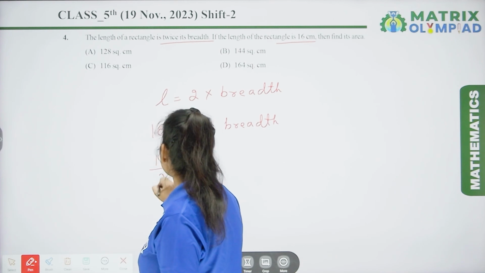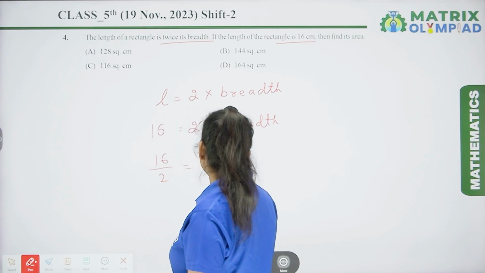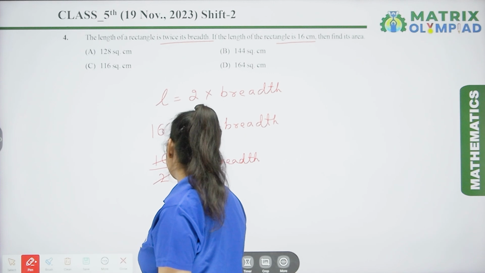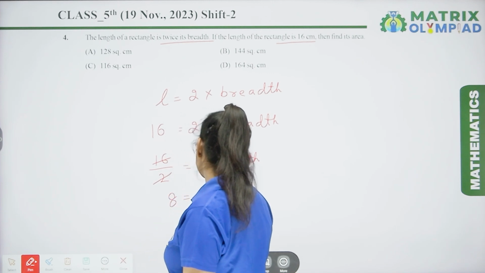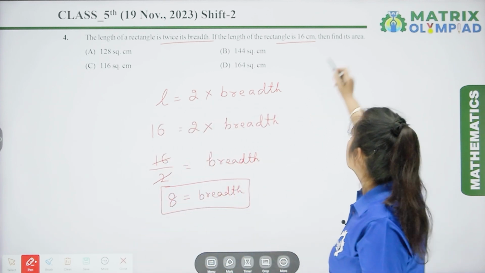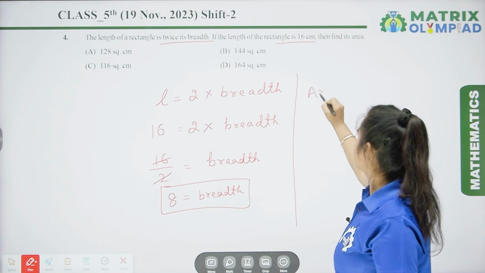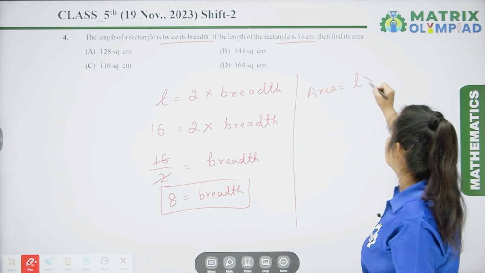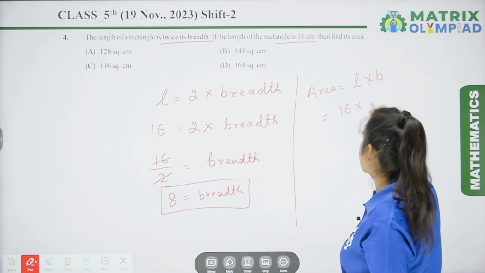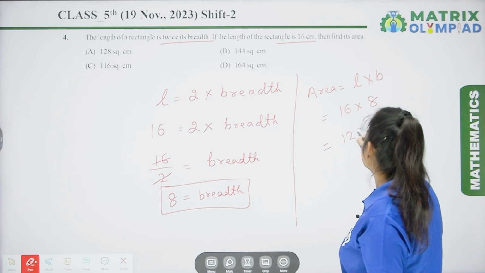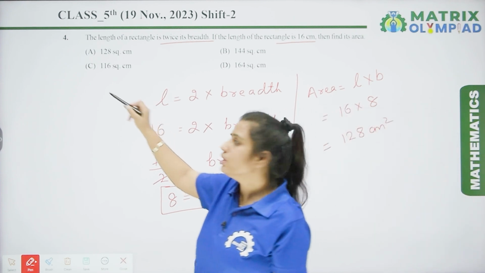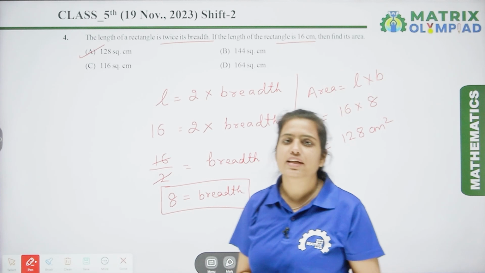So here 16 upon 2 is equal to breadth. Here 8 is equal to breadth. Now to find out the area, we have L into B, that is length into breadth. So length is 16, breadth is 8. It is 128 centimeter square. So here according to the question, option A is the correct answer.